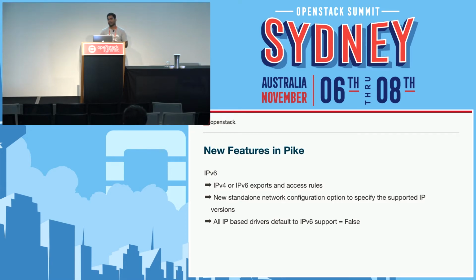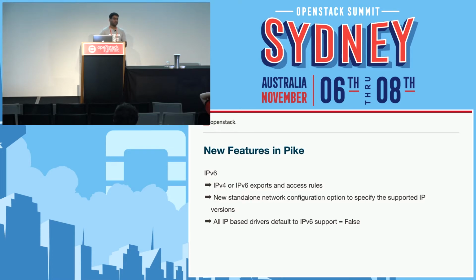IPv6 has been a major development focus for us the last cycle and this coming cycle. As part of the Pike release, we now support IPv6. So drivers where storage backends have been configured with IPv6 addresses can export IPv6 exports instead of IPv4 exports, and clients can consume these shared file systems over IPv6 instead of IPv4. And this is an added capability to what was there.